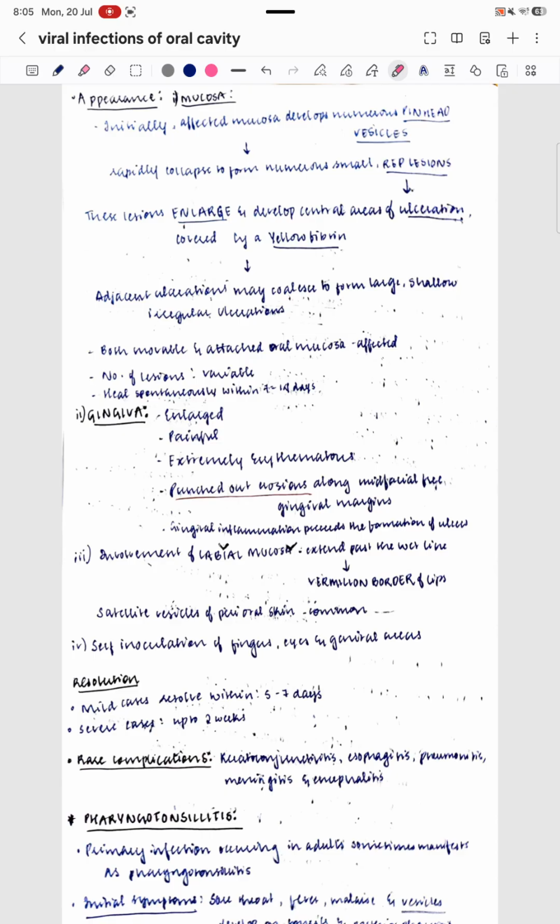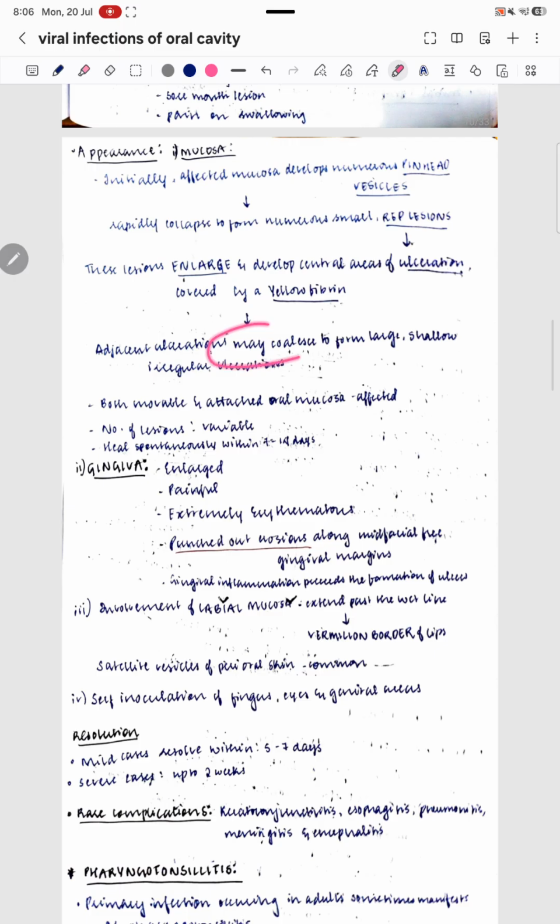Now both are movable, attached oral mucosa. So both the ulcerations are movable and they're attached to the oral mucosa. Then the number of lesions is variable, so there is no specific number of lesions. Then they heal spontaneously within 7 to 14 days. So these ulcers which occur, they heal within 7 to 14 days.